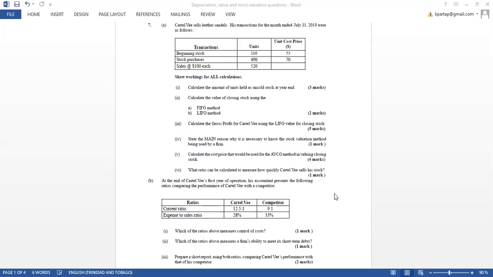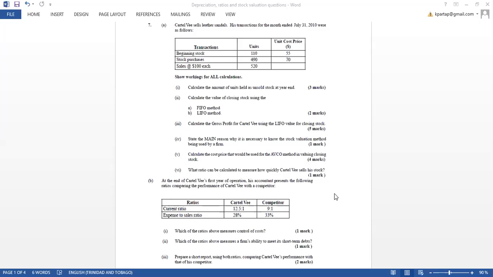So when we sell the 520 units, we have to take it out of the purchases of 490 first, which means we're selling out the 490 units first. And then we still need 30 units to make up the 520. So that 30 units will come from the opening stock that was there from earlier.